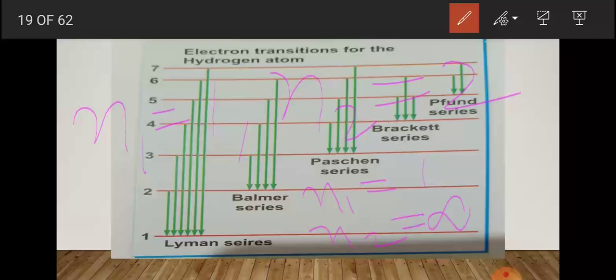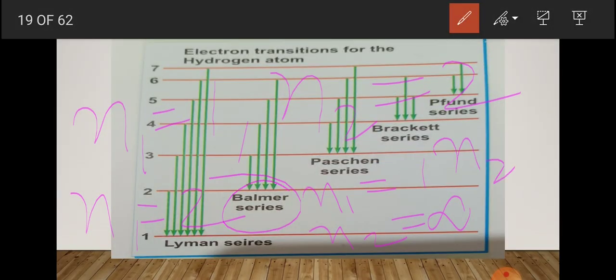Similarly, for the limiting line in the Balmer series, you can tell me, what will be the limiting line? N1 equals 2 for Balmer, and N2 will be, I hope you are saying, infinite. For the spectrum line of lowest energy, longest wavelength in the Balmer series, N1 equals 2 and N2 equals 3.